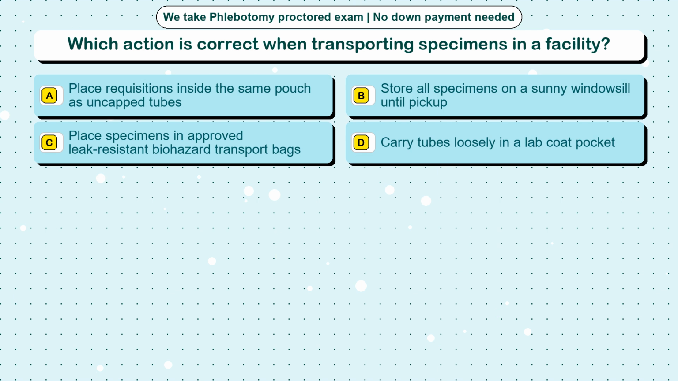Question 38. Which action is correct when transporting specimens in a facility? Option A. Place requisitions inside the same pouch as uncapped tubes. Option B. Store all specimens on a sunny windowsill until pickup. Option C. Place specimens in approved leak-resistant biohazard transport bags. Option D. Carry tubes loosely in a lab coat pocket.